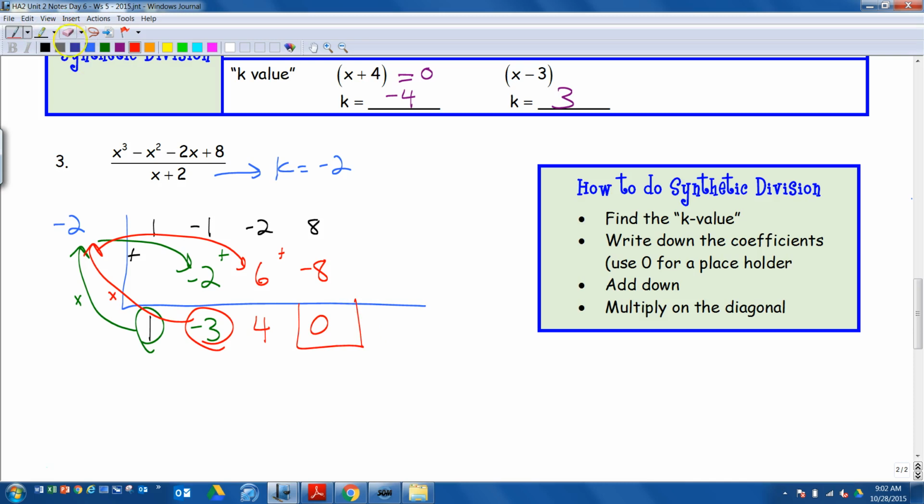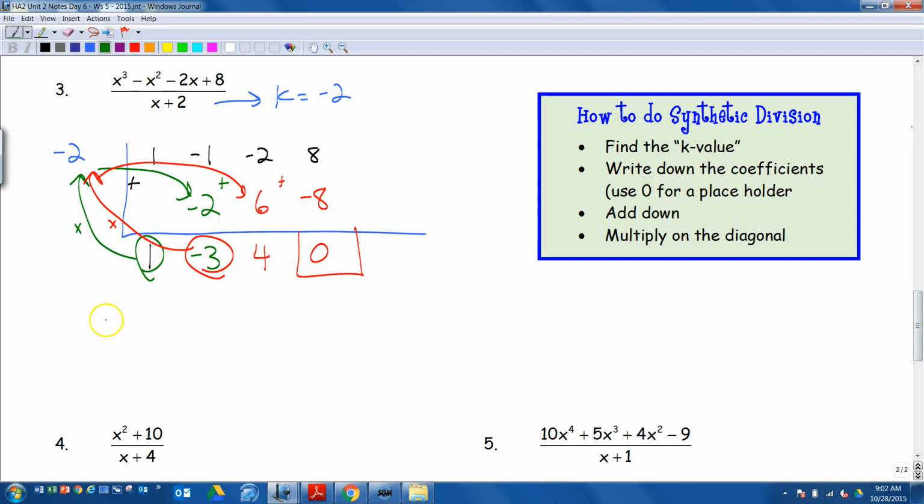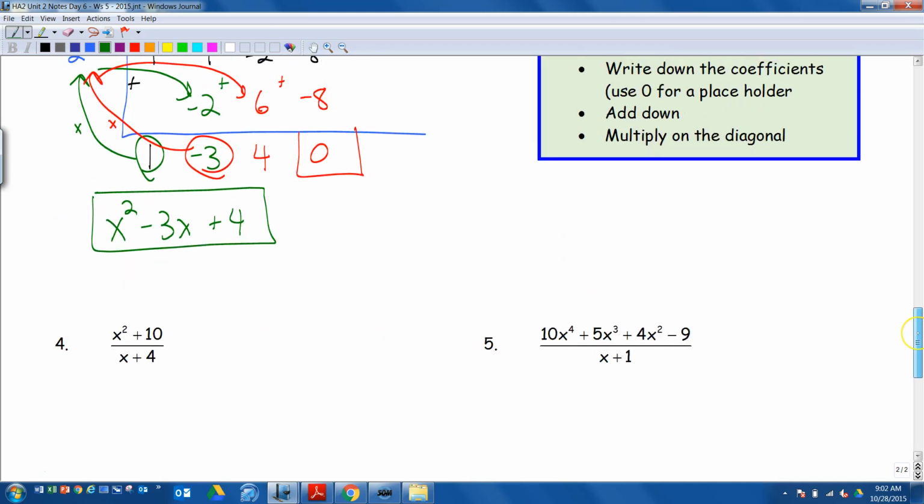And since for synthetic division you're always dividing by a power of 1 for x, the first number now becomes an x squared. Because think about it, it was an x cubed. We're dividing by an x. X cubed divided by x gives you an x squared. So that means my final answer is 1x squared minus 3x, I'm just using these numbers here, plus 4, and there's no remainder. Okay? Alright, let's do a couple others.